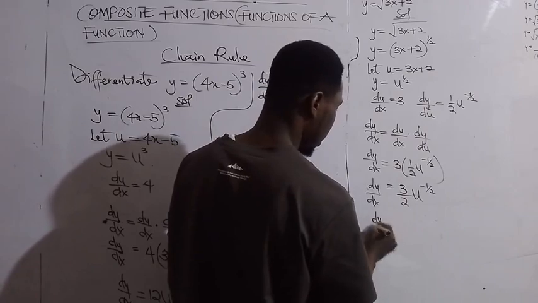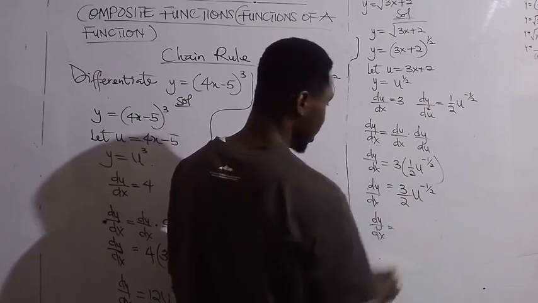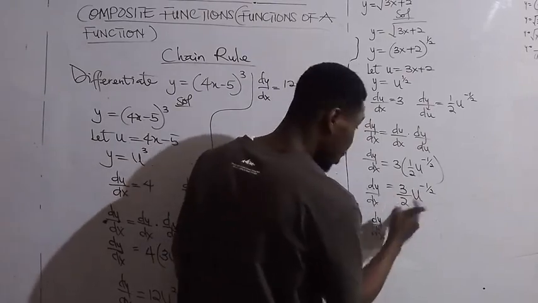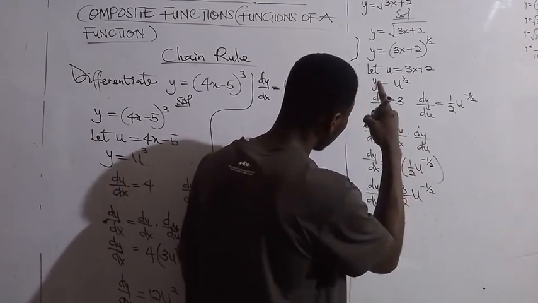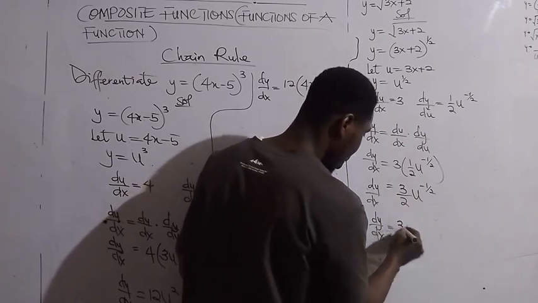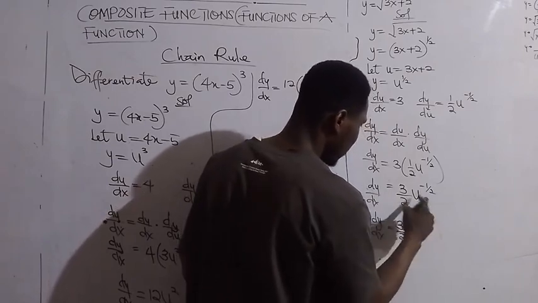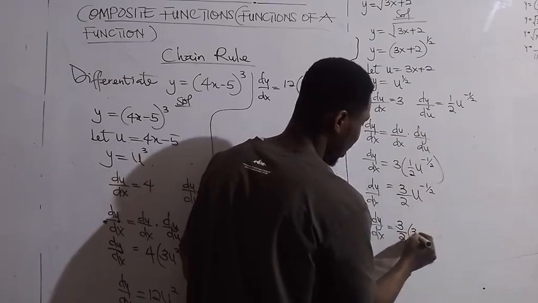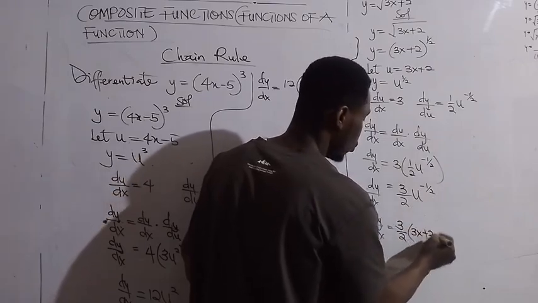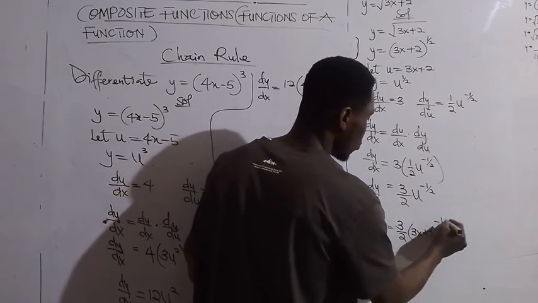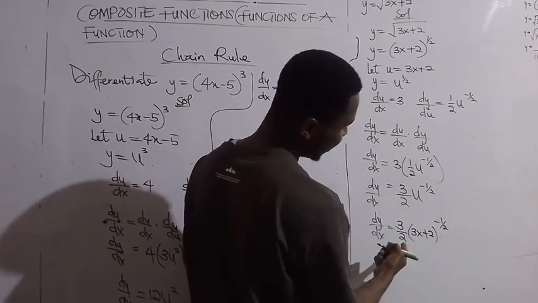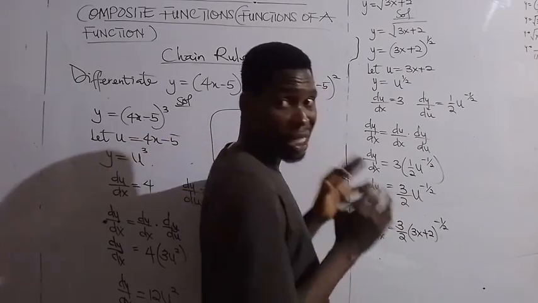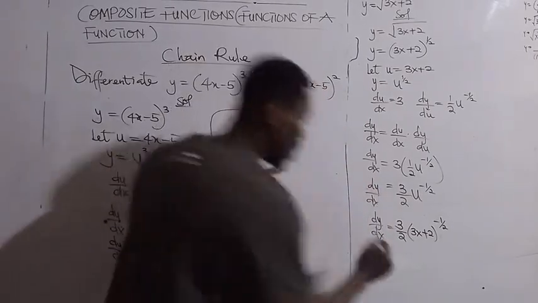So dy over dx is equal to what? This is where we bring the former u back, which is the main function. Our u is equal to 3x plus 2 to the exponent 1 on 2. Now, when it is in this form, we can still polish it up nicely.